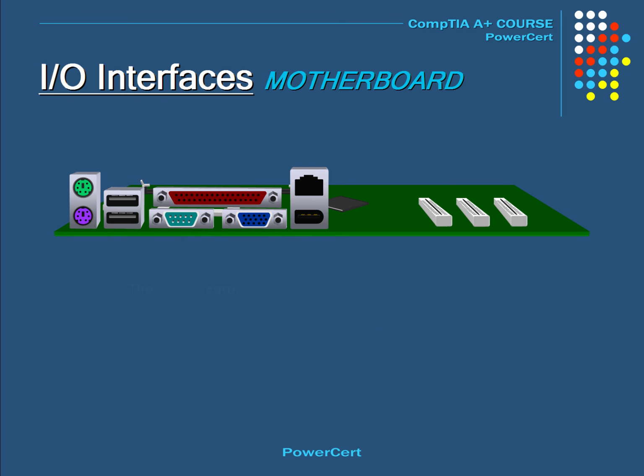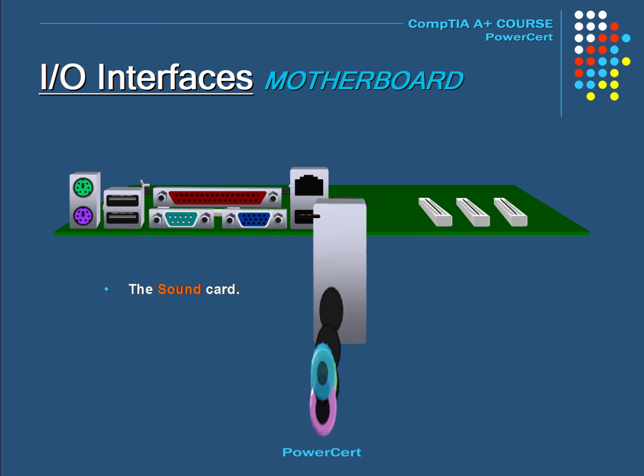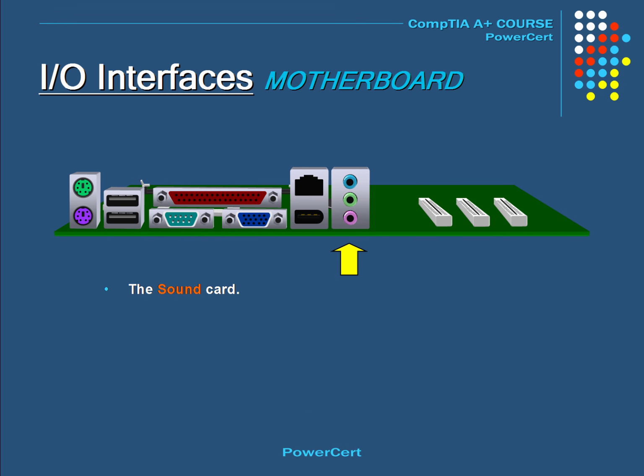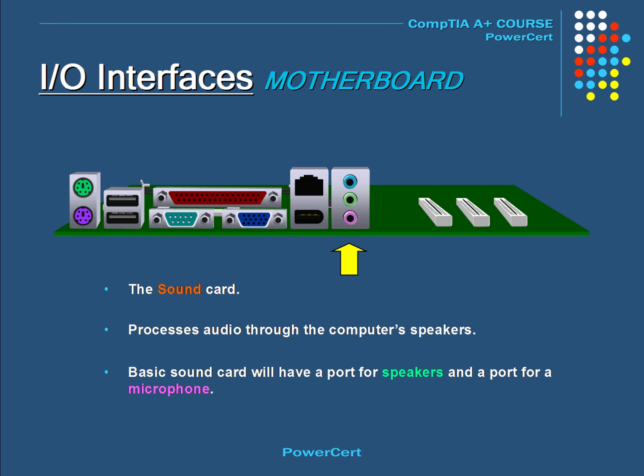A sound card is another type of interface that could be found on a motherboard. And just like integrated video, if a motherboard has a sound card built in, then this is known as integrated sound. A sound card is what processes audio through the computer's speakers. A basic sound card has an audio output port for attaching speakers and an input port for a microphone for recording purposes. More sophisticated sound cards will have extra ports. For example, ports for subwoofers and surround sound, and ports for other digital audio equipment.